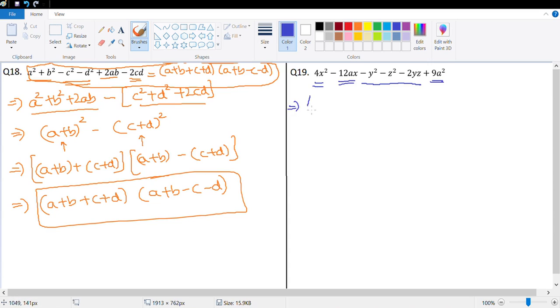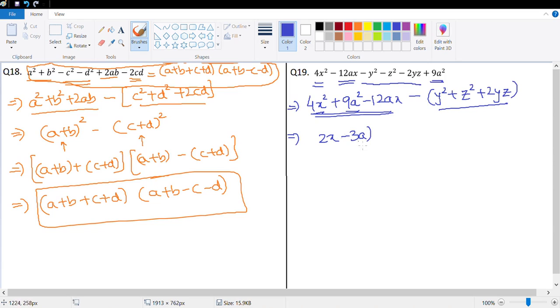So 4x square plus 9a square minus 12ax minus, let's take negative common. What we have is y square plus z square plus 2yz. So this is nothing but y plus z the whole square. That's very simple. Let's see what this is. This is 2x whole square. This is 3a whole square. And this is negative of 2 times 2x into 3a. Yes, so these first three terms are nothing but 2x minus 3a the whole square, and this is y plus z the whole square.